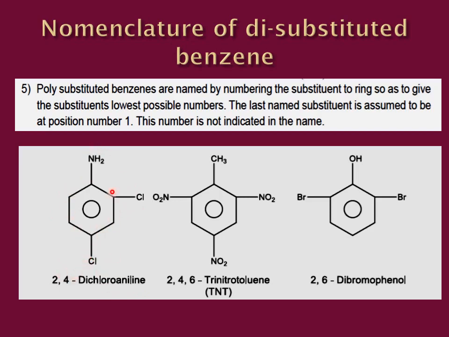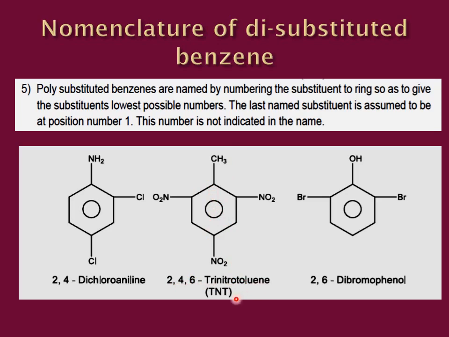Look at the next example. It is a toluene derivative. CH3 with benzene ring is called toluene. 3 substituents are present, which are nitro groups, at position 2, 4 and 6. But the position of this CH3 is not being mentioned. It is obviously carbon number 1. So the name is 2,4,6-trinitrotoluene, or it is also called TNT.